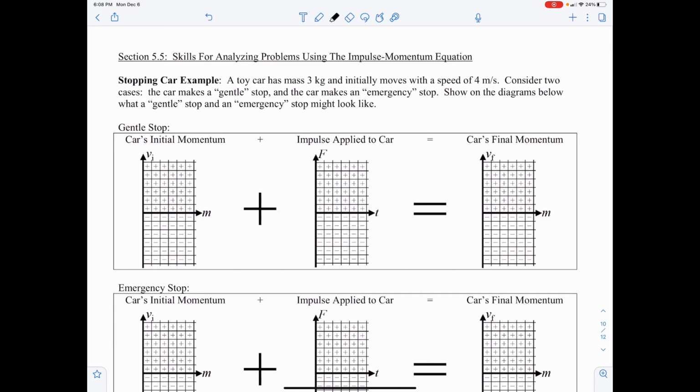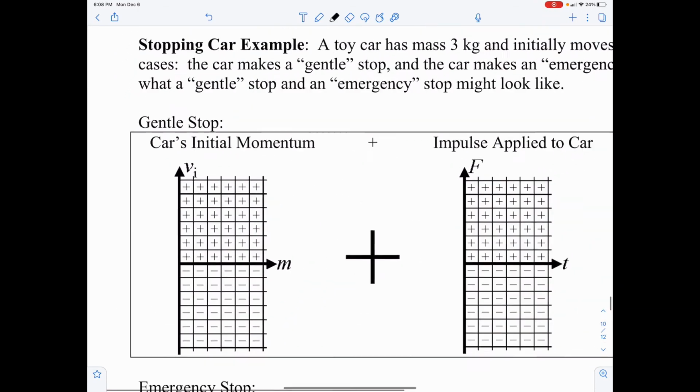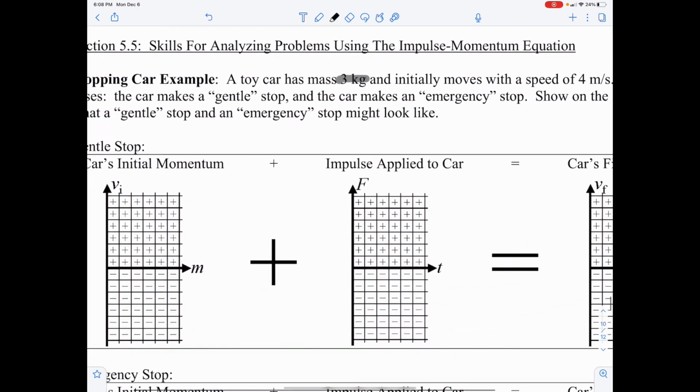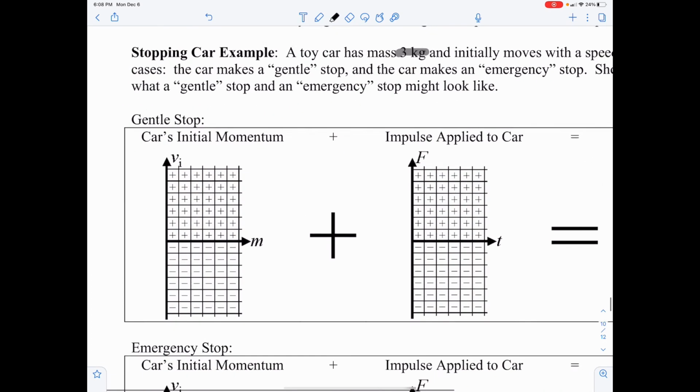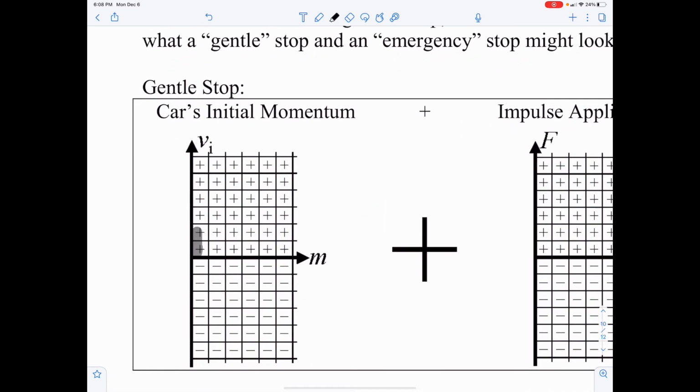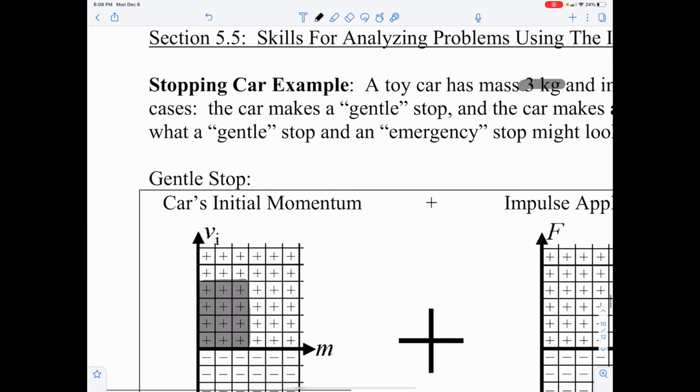So here we go. Let me draw, we had 3 kilograms and 4 meters per second. So I'm going to go up 4 and over 3, just like that. And there's my initial momentum of the car, which would be 12 units. So the initial momentum of the car, which I'm going to call P1 initial, is equal to 3 kilograms times 4 meters per second, which is 12 kilograms meters per second.